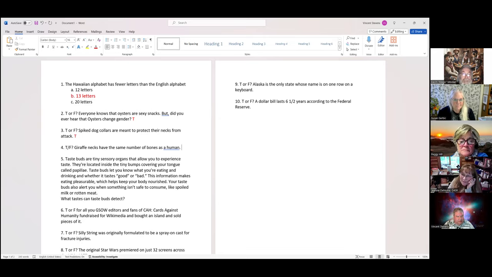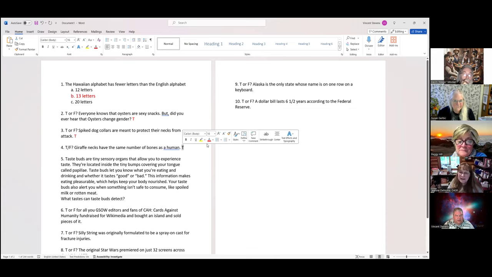Yes, they do have the same number of bones. That's true. I've heard that before. I've seen that. Giraffes have the same number, even though they're a lot longer. More cartilage than we do then. They're longer. I don't think that's the number.